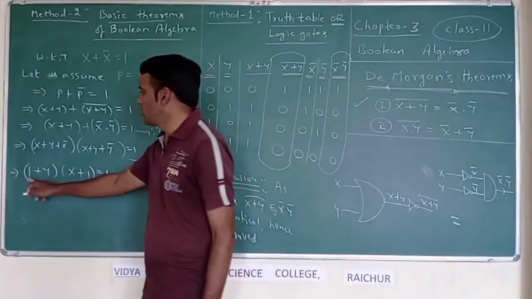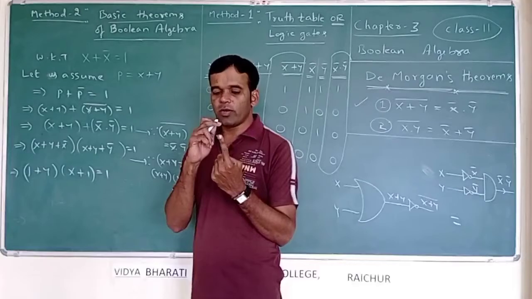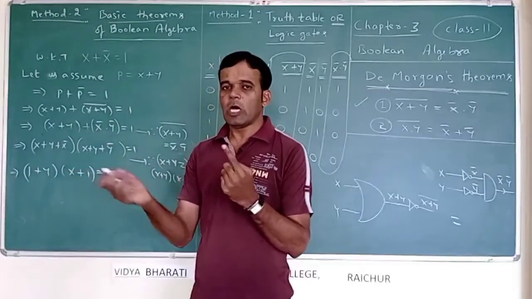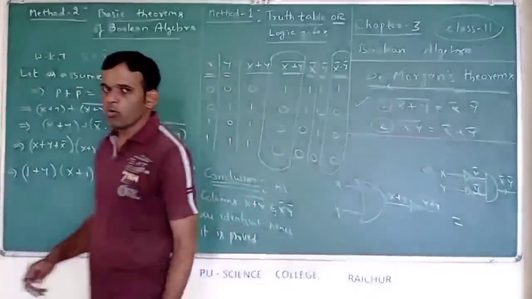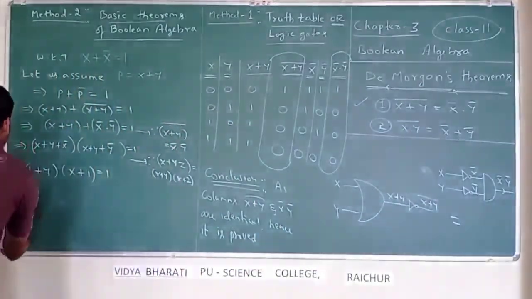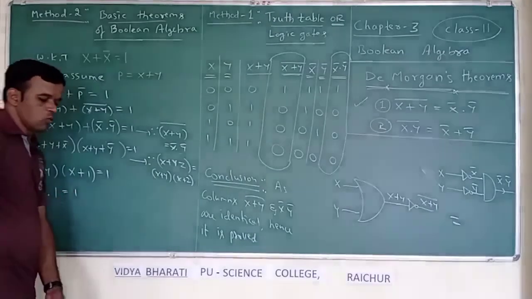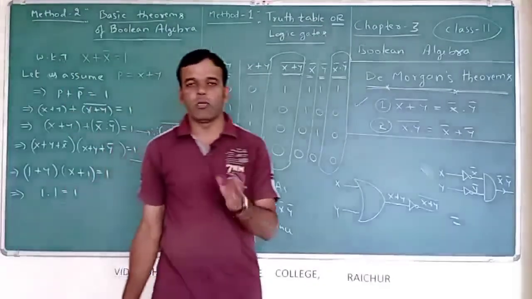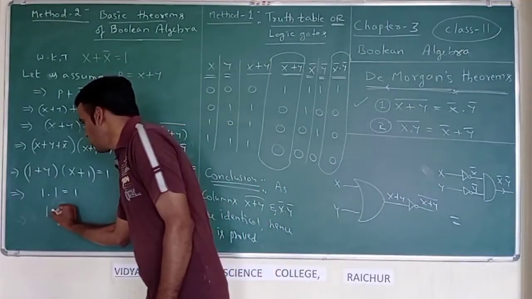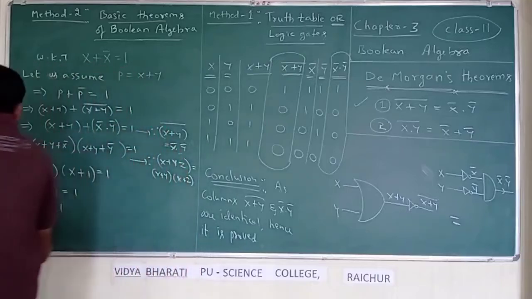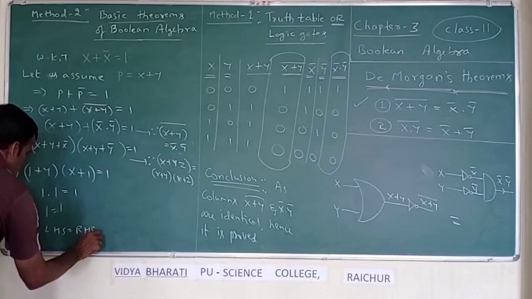Here for 1 plus y, using the property of 1: when the binary value 1 is ORed with a variable, the answer is 1 only. Here also 1 plus x, the answer is 1. So, this implies 1 into 1 equals 1. So, 1 and 1, using the AND property, when both are 1, the answer is 1. So, this implies LHS equals RHS.